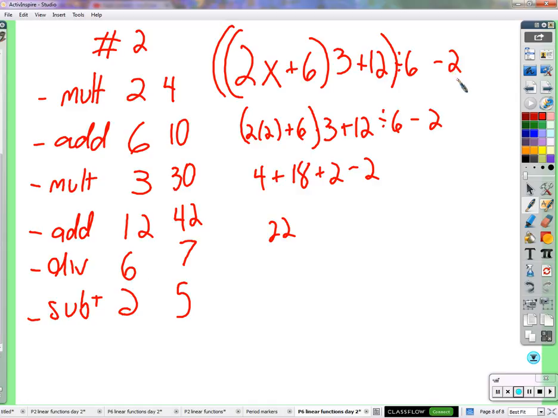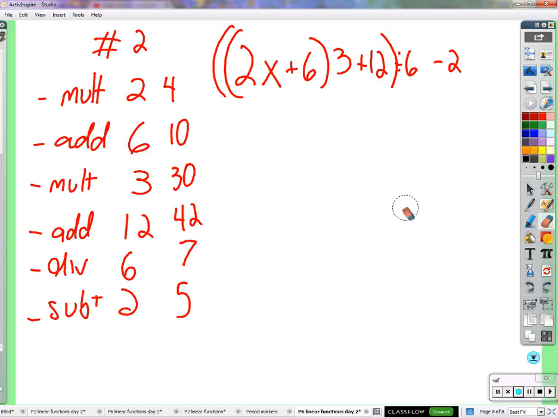And then subtract 2, not 12. Now I've written an algebraic expression that follows these steps in this order. Now we want to simplify that expression. Now that it's all exactly the way it should be, let's simplify the expression.